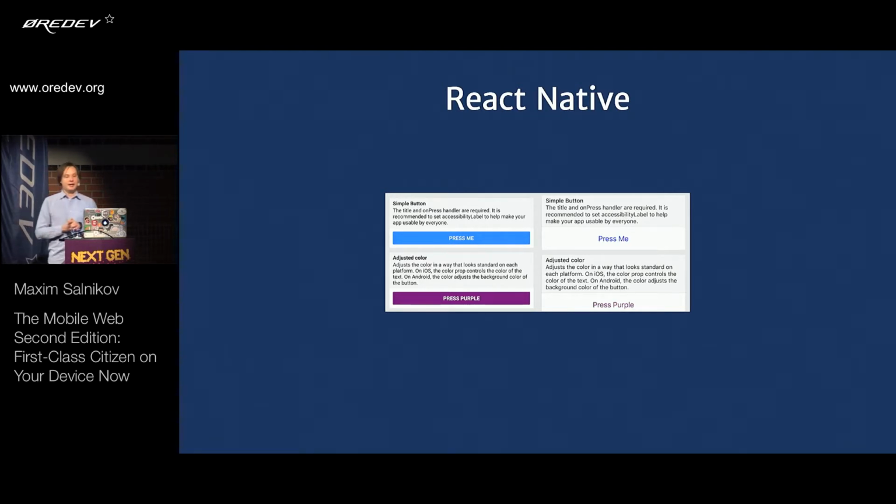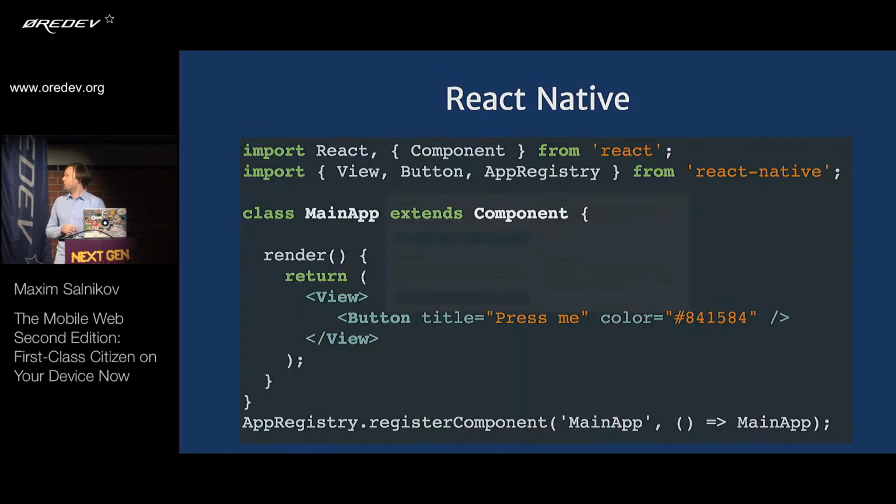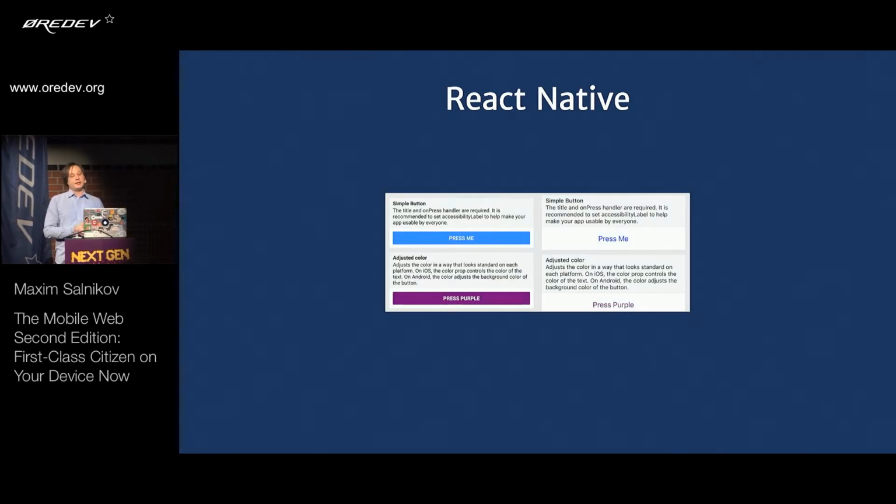And by the way, the color we specify in this code for the button has a different meaning for different platforms. For Android, it's the background color. For iOS, it's the text color.